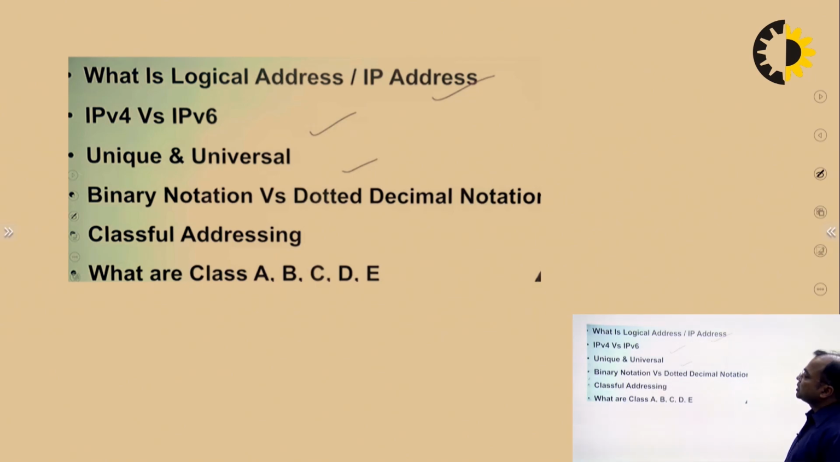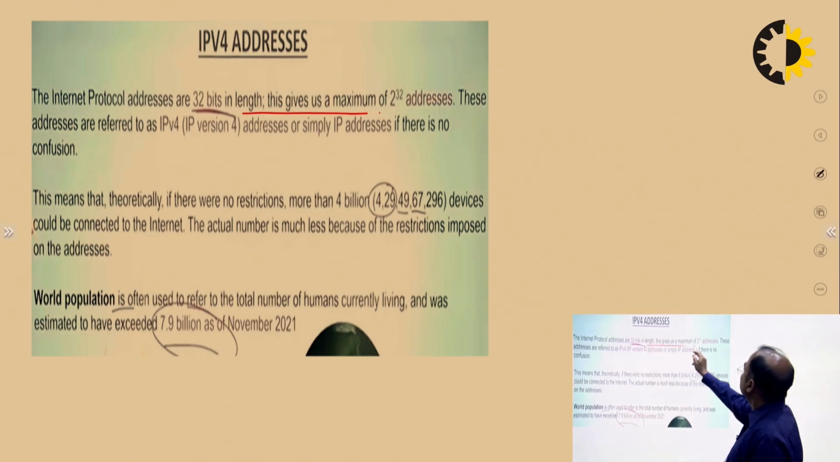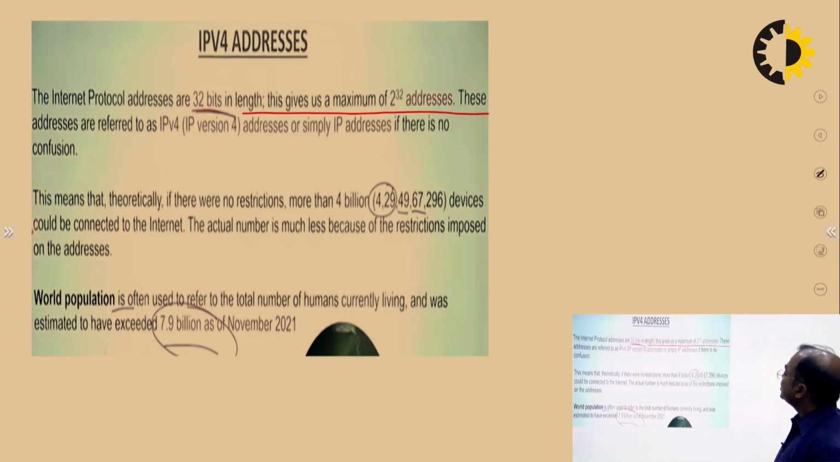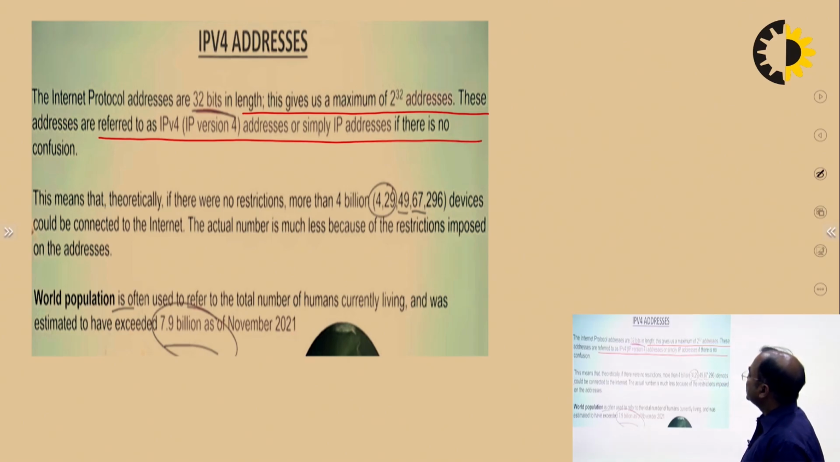Now, what is a logical address? IP address, we come to know IPv4 and IPv6, unique and universal, binary notation, dotted decimal notation with classful and classes of IP address. First, we start with the IPv4 address. Basically, the IPv4 address, meaning the internet protocol address, is 32 bits in length, as we discussed. So it gives us a maximum of 2 to the power 32 addresses, which is about 4 billion, and these are referred to as IPv4 addresses, or simply IP addresses if there is no confusion.